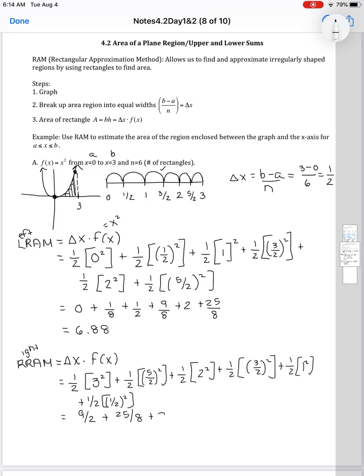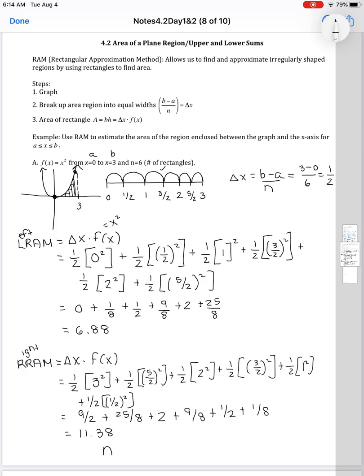The only one we didn't calculate was the first one. So 3 squared times 2 gets a 9/2. We know that when the 5/2 goes in, it's 25 over 8. 2 gets me 2. 3/2 gets me 9/8. 1 gets me 1/2. And 1/2 gets me 1/8. So I already have all those numbers done from LRAM. So there's no need to recalculate, but the work line needs to be shown. And this gets me about 11.38.